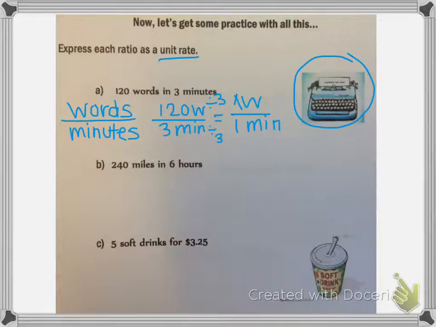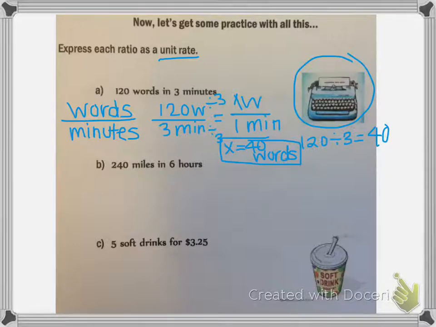So we're going to come over here to the side. 120 divided by 3 equals 40. So that means that we would have X equals 40 words. So we would type 40 words per 1 minute, per 1 unit rate.